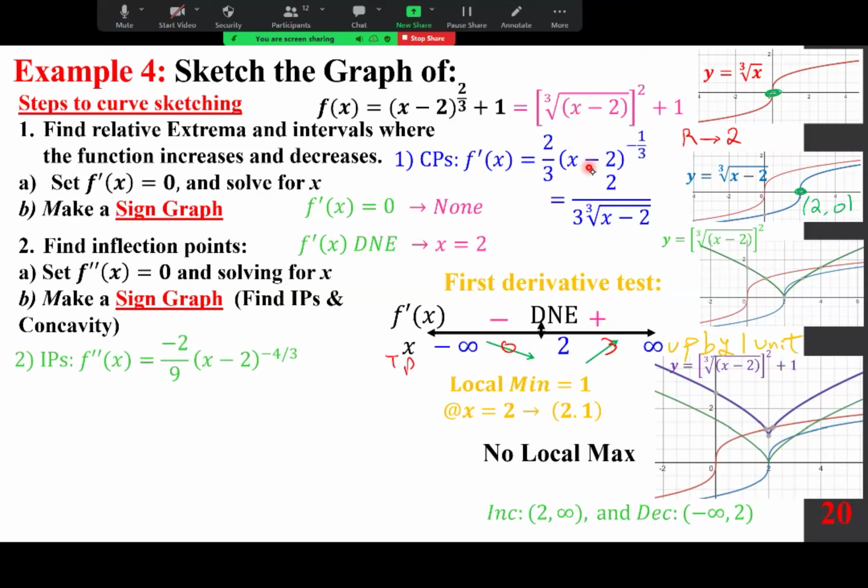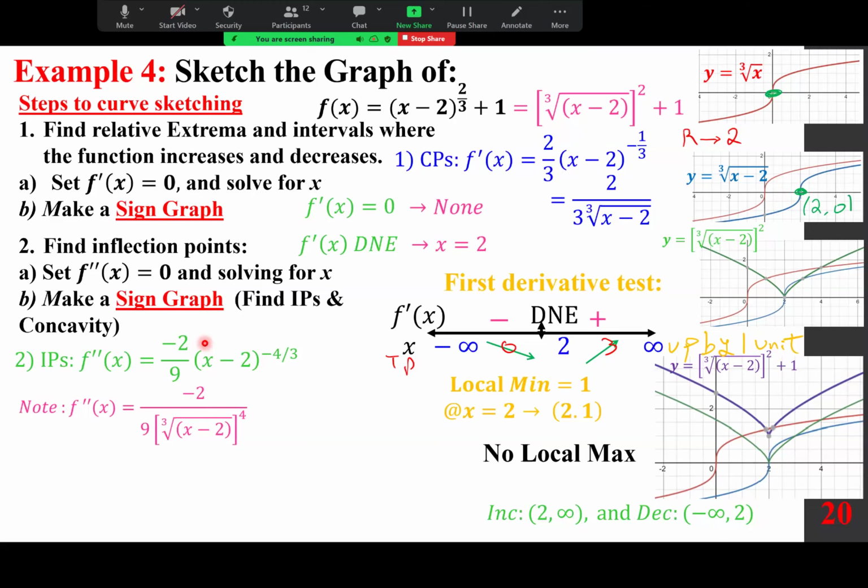times the derivative of the inside, which is 1. So minus 2 over 9, the product of these two numbers, x minus 2 to the power of minus 4/3. We're going to take this down again, make it positive 4/3, or a cube root to the power of 4. Notice what's happening with f double prime. The numerator is always negative.